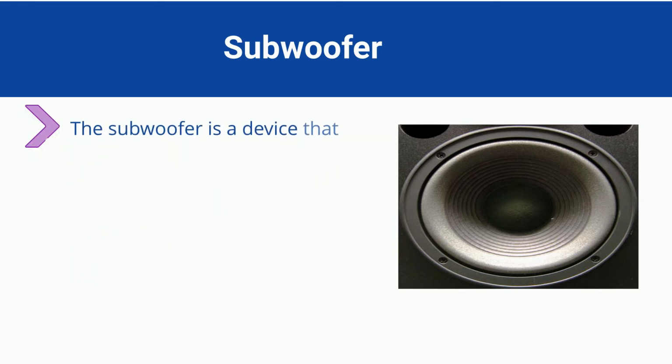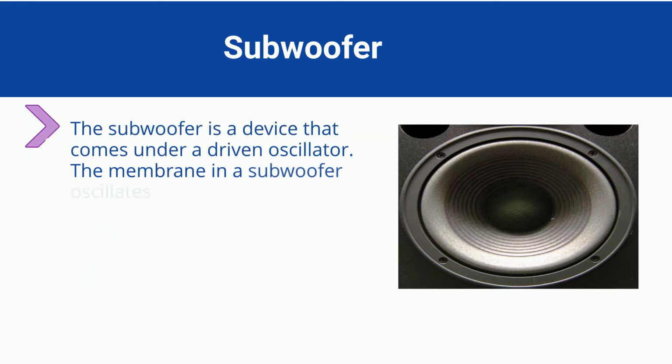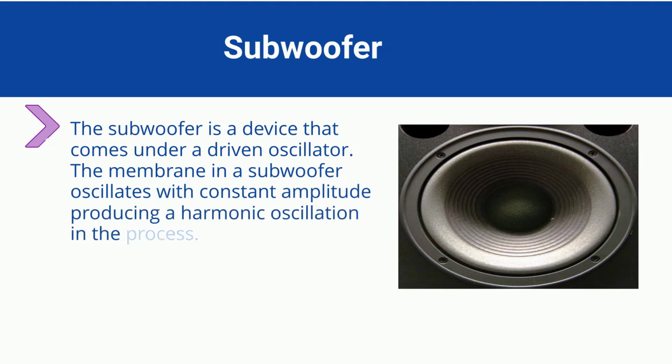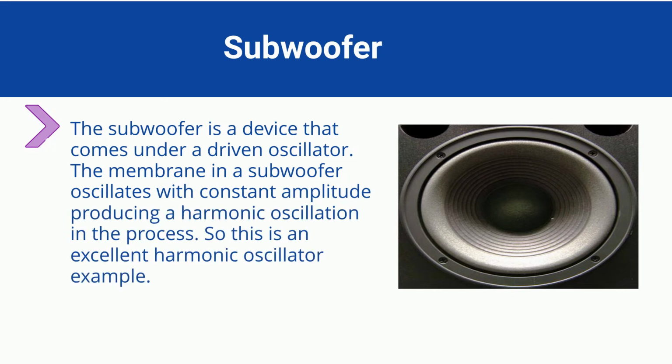The subwoofer is a device that comes under a driven oscillator. The membrane in a subwoofer oscillates with constant amplitude, producing a harmonic oscillation in the process. So this is an excellent harmonic oscillator example.